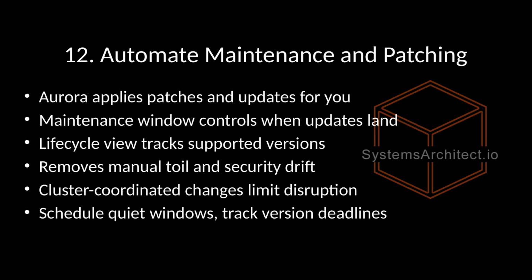12. Automate maintenance and patching. Aurora handles engine patching and maintenance for you, and a maintenance window lets you control when updates land during low traffic periods. The centralized engine lifecycle view shows which versions are supported so you can plan upgrades before end of support. This removes manual toil and the risk of falling behind on security fixes, and disruption stays small since Aurora coordinates changes across the cluster.